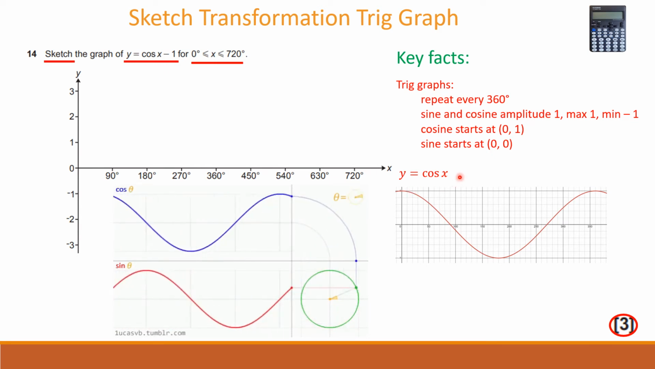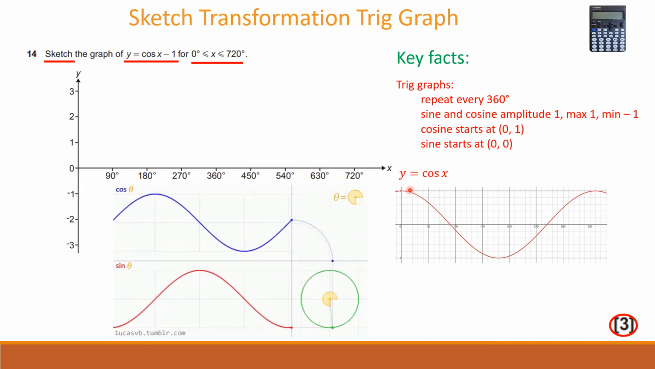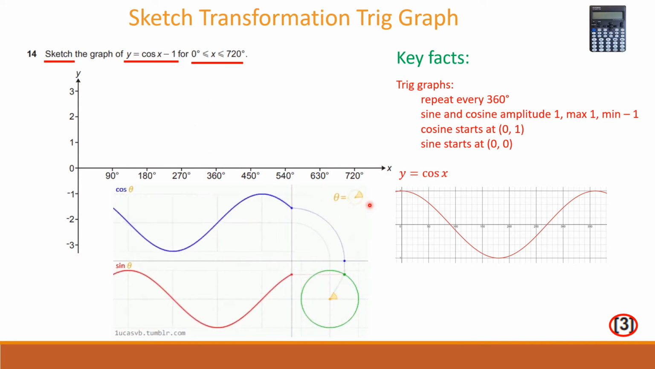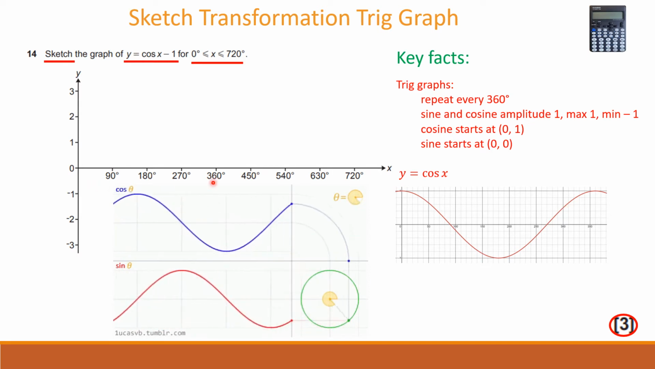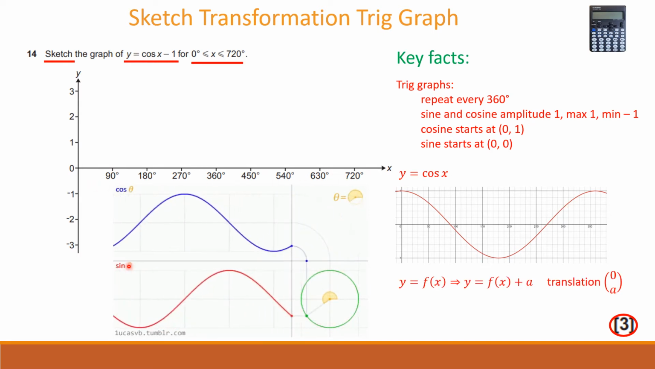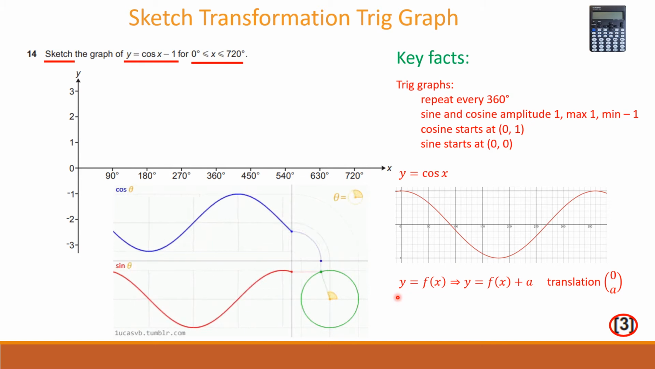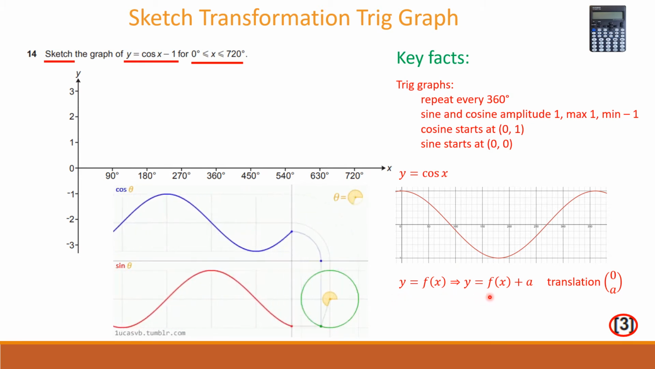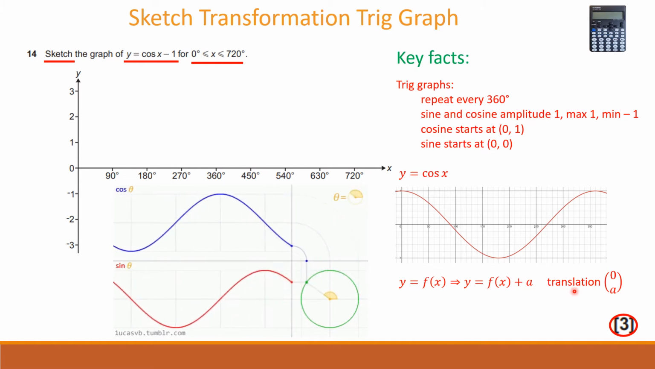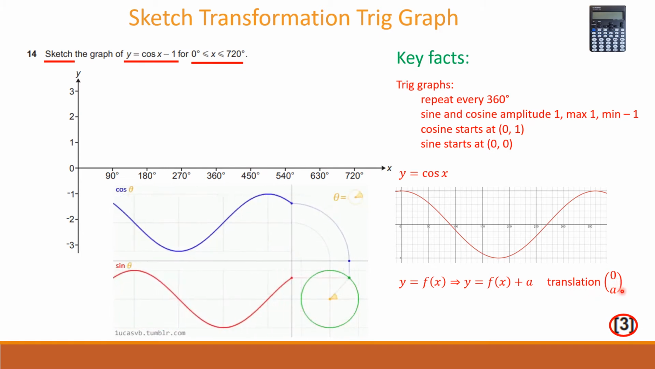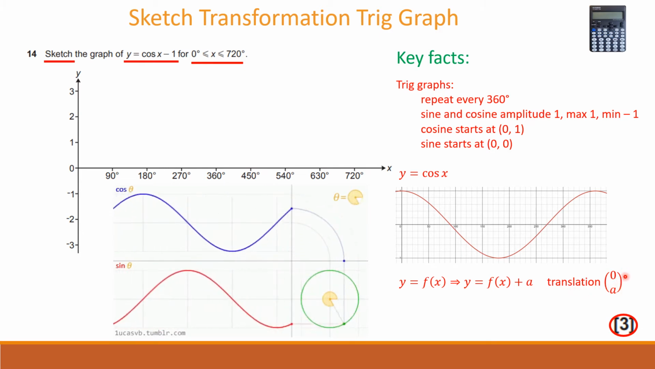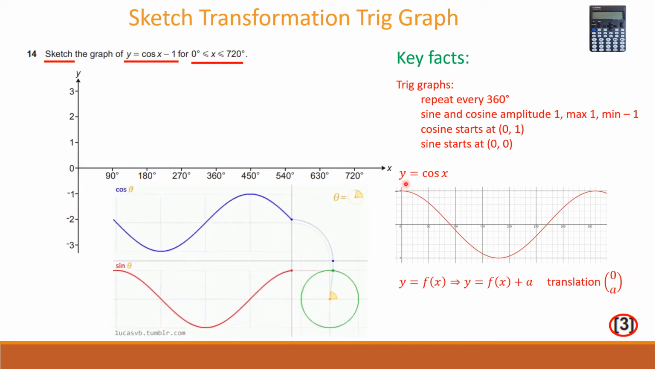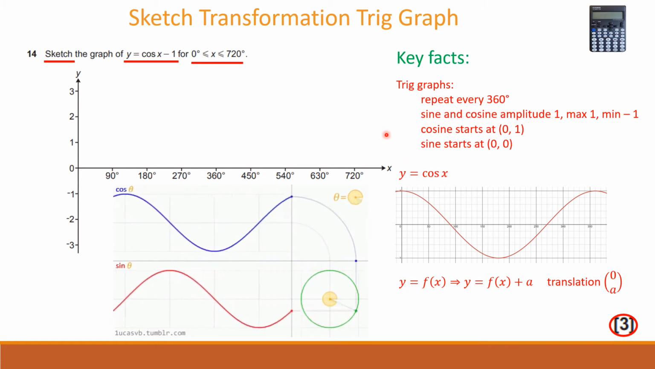So think about what the graph of cos x looks like and see if you can work out what this negative 1 will do to this graph here in relation to the axes that have been given. Remember in our transformations that if y is equal to f of x, then if I've got y equals f of x plus a, this is the same as a translation of a units in the y-axis, or 0, a. So that means that this graph, if it has got plus a, it will be shifted up by a units in the y-axis.